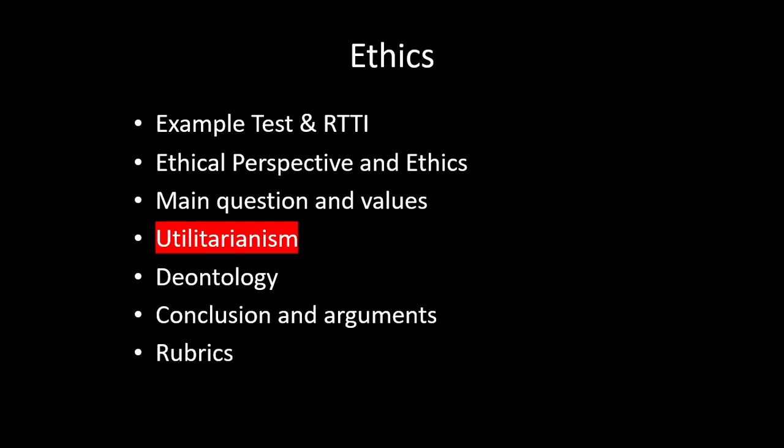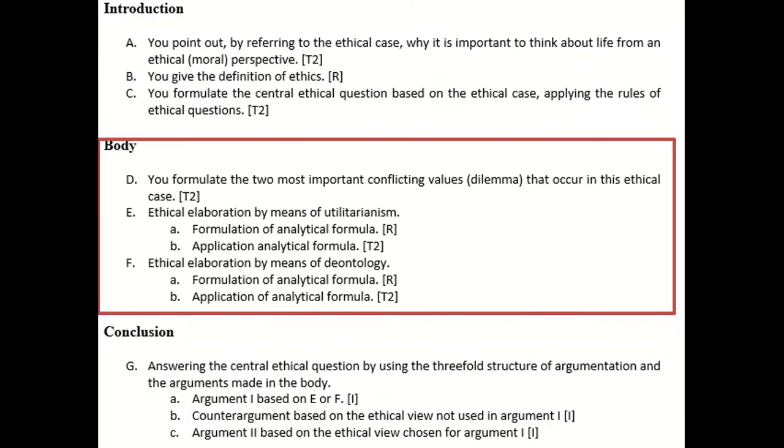And today we're going to talk about one of the two ethical perspectives we're going to cover in the test, and that's utilitarianism. At this point, we're at the body of the test. You can see questions E and F popping up. You already made your ethical question. You constituted the conflicting values in part D. That's something we covered in the previous video.